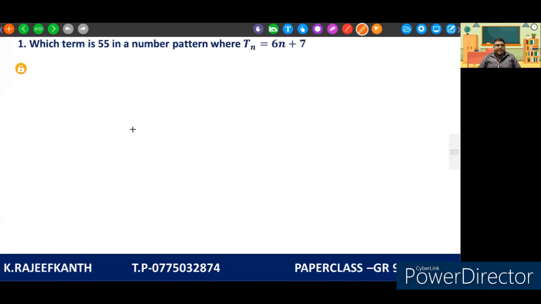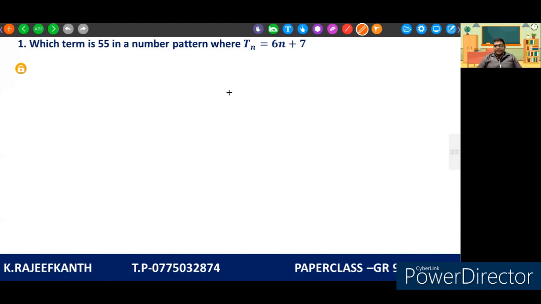Which term is 55 in a number pattern where Tn is equal to 6n plus 7? Here they have given the nth term or common term of a number pattern, Tn is equal to 6n plus 7. Now we have to find which term is 55, right?